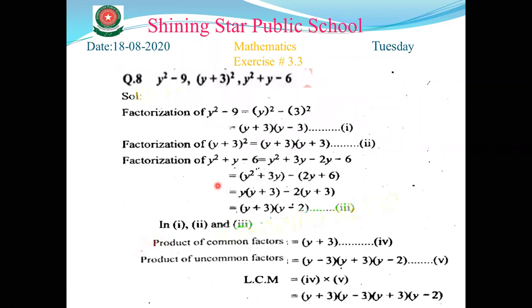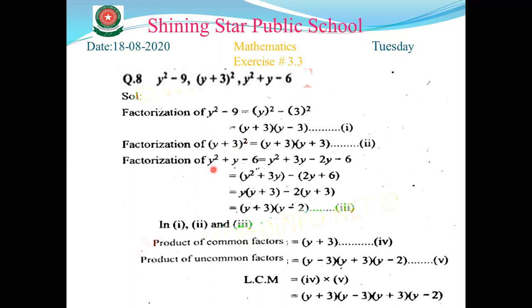Now question number 8. Again, factorization of the first term is y square minus 3 square, because 9 is the square of 3, so it is (y plus 3)(y minus 3). Simple. Next, y plus 3 whole square, we can write as y plus 3 multiplied by y plus 3. Because when we write 5 square, it means we multiply 5 with 5. So we write y plus 3 multiplied by y plus 3 because of this square.